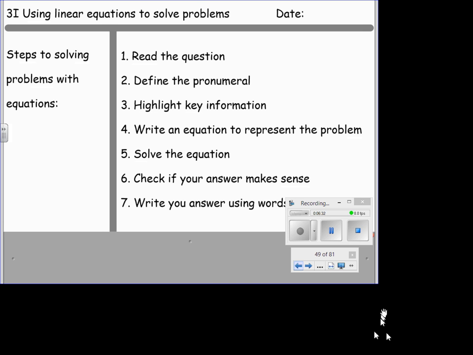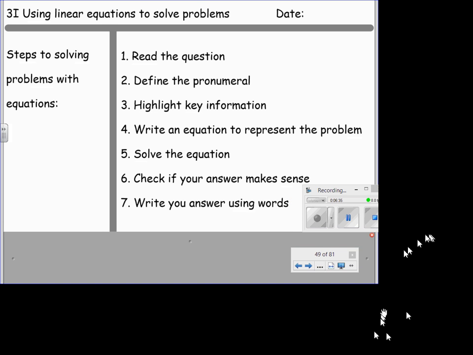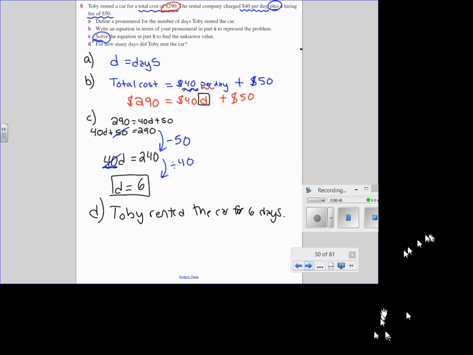Okay? So if you check your answer to make sure it makes sense, if it does make sense, then go ahead and write your answer using words so that you know for sure what you just found. So if you go back to the question that we did together, we read the question, we underlined our keywords, we identified a pronumeral for the amount of days, we set up an equation, we solved the equation, and then we checked if that made sense, and we looked back and we said, okay, 6 days, $40 a day, right? And then we added the $50 on, that makes sense. So I wrote it out as a sentence. Toby actually rented the car for 6 days.